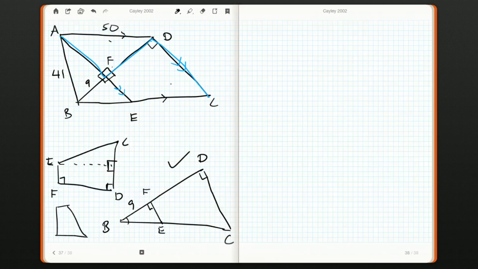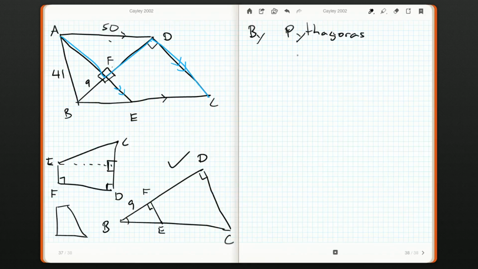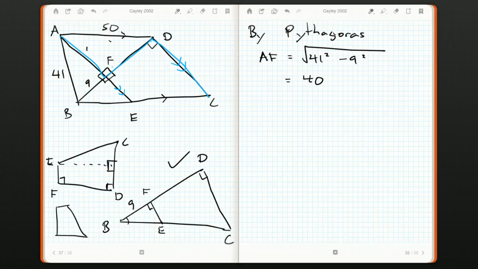So by Pythagoras, I've got this 41, this 9, and this right angle. AF is going to be the square root of 41 squared minus 9 squared, and I'm pretty sure that that's just going to be 40. But let's double check it on a calculator. 41 squared is 1681 minus 9 squared, which is 81. 1600, and the square root of that is 40. So we're right. Okay, so we've got a 40 here.